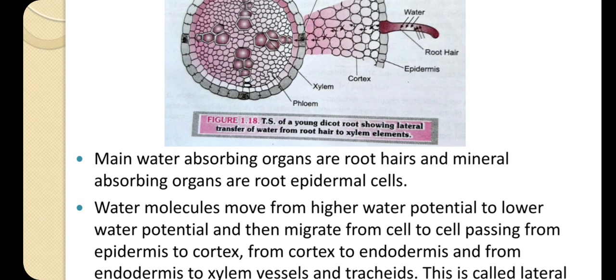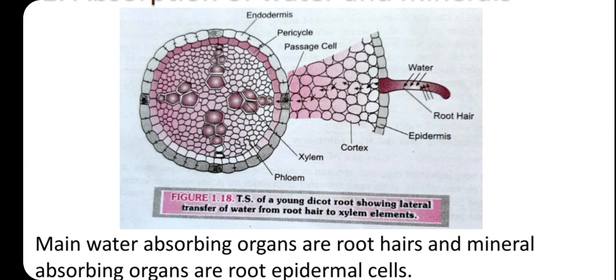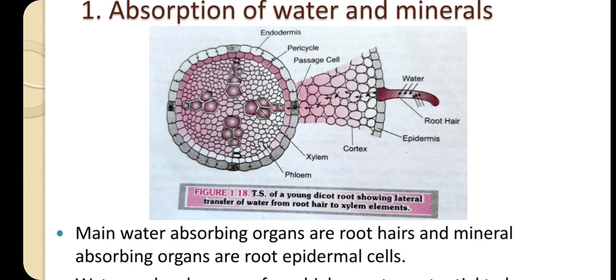If you look at the diagram, this is a TS of a young dicot root showing lateral transfer of water from the root hairs to the xylem elements. You have studied this structure in your 9th class also. Here water is absorbed by the root hairs. When there is less water in the root hairs and more water in the soil, water gets absorbed by the root hairs by the process of simple diffusion.